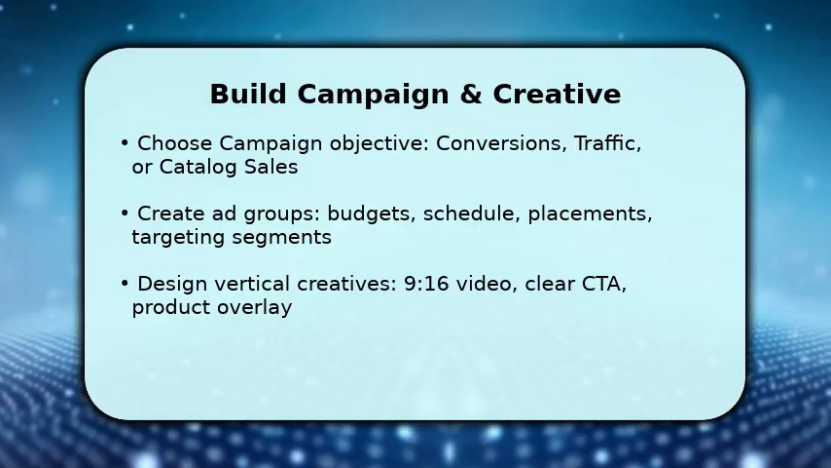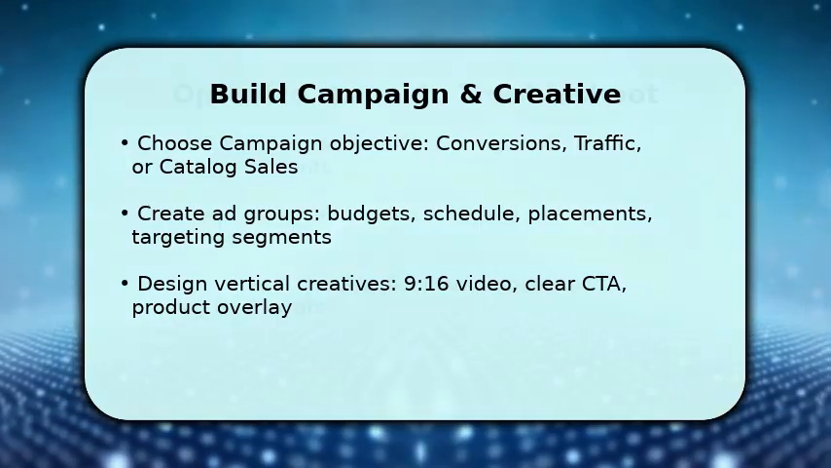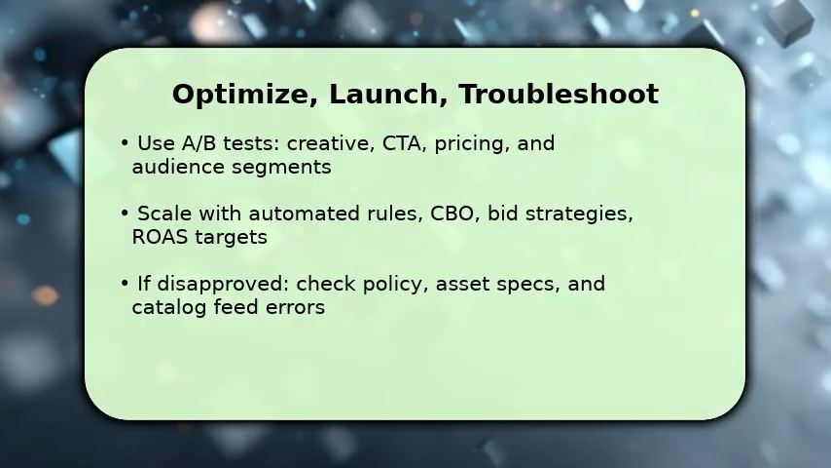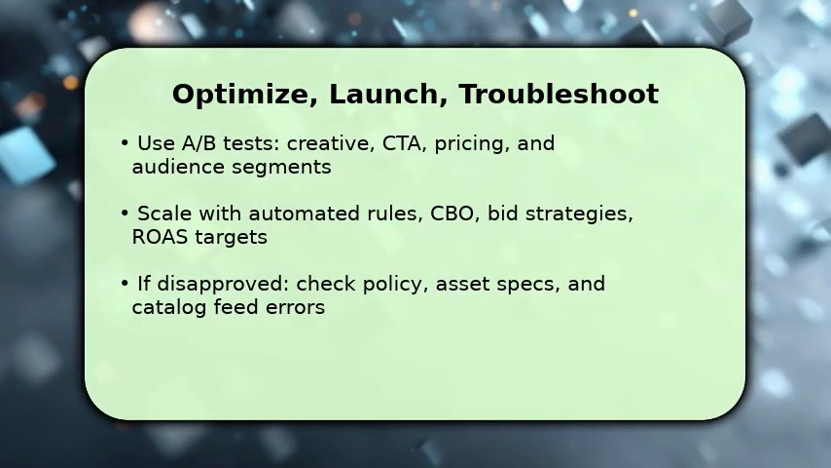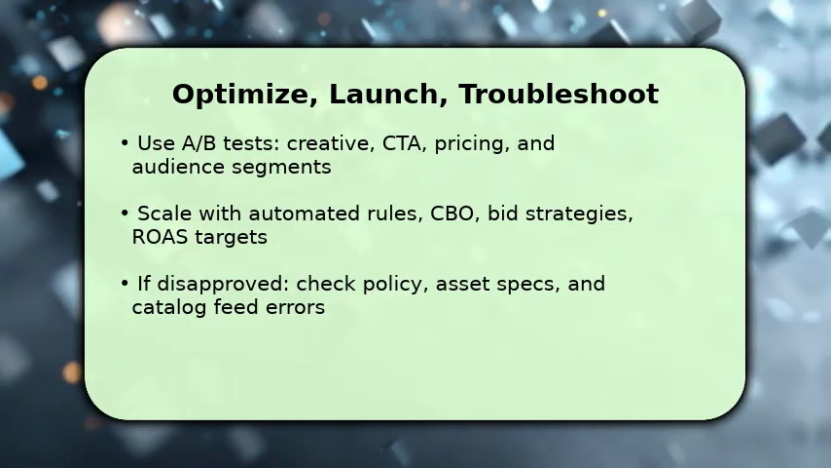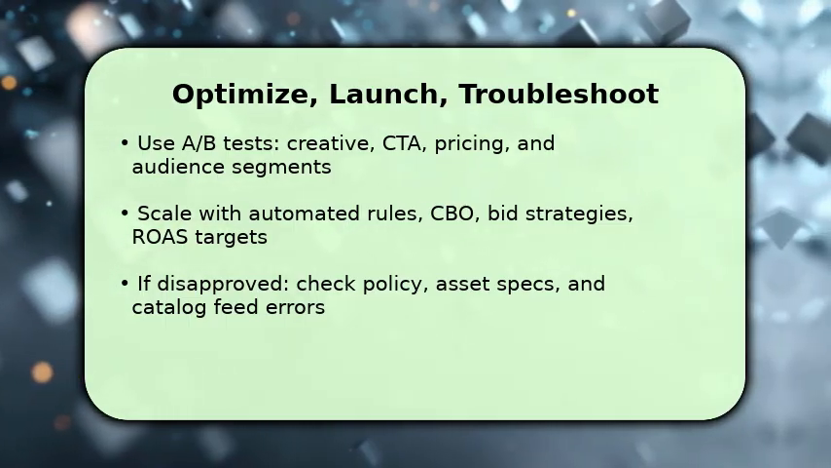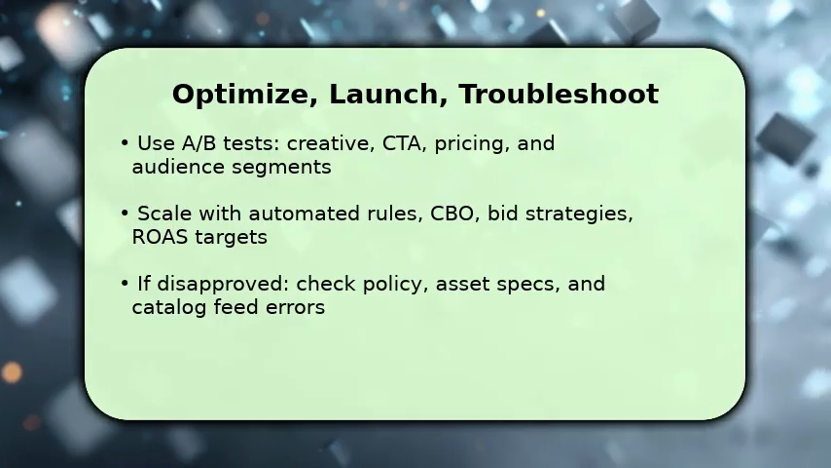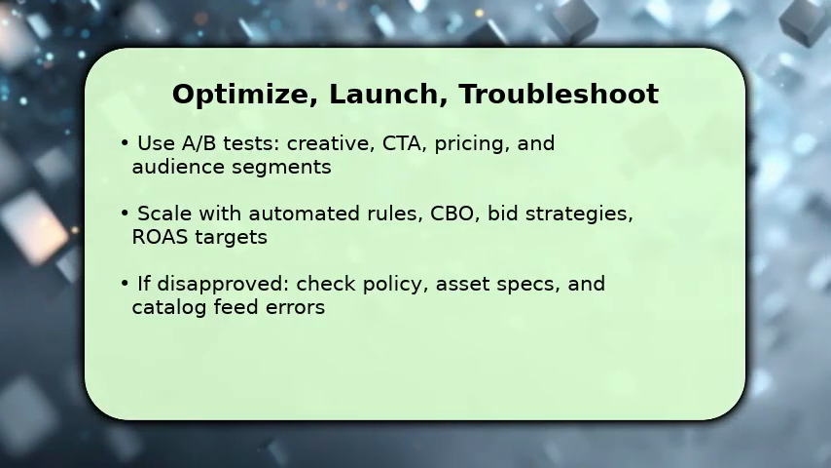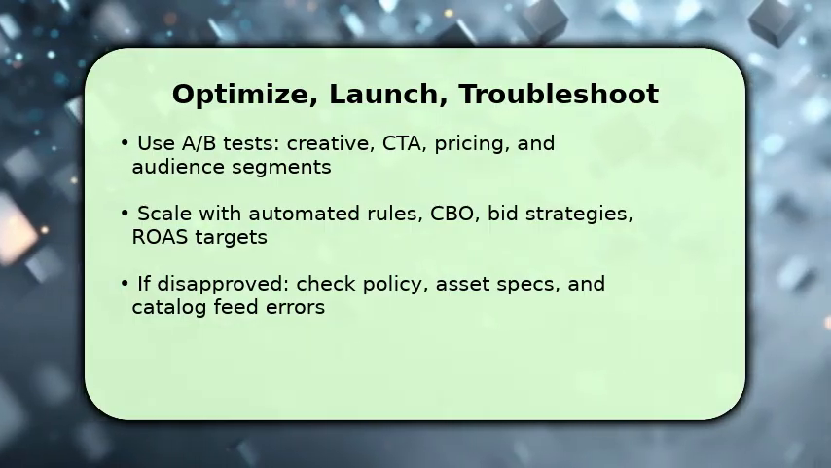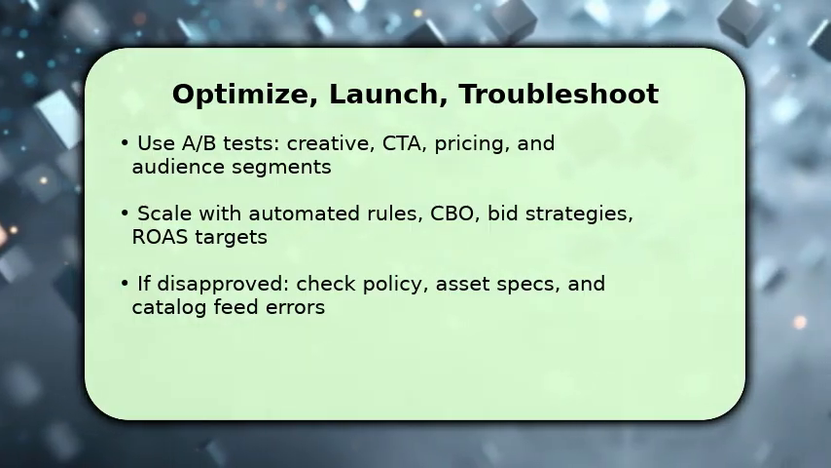You finalize by launching and continuously optimizing. Run A/B tests on creative, CTA, pricing, and audience segments so you can quantify gains. Make sure to use conversion windows and attribution settings that reflect your sales cycle. Scale winners with campaign budget optimization, automated rules, and target ROAS or max conversions bids while maintaining profitable CPA.